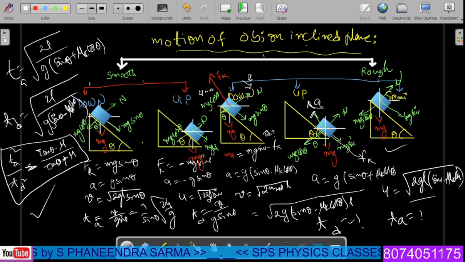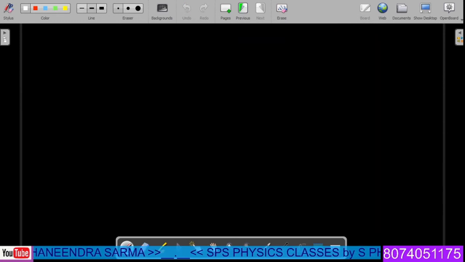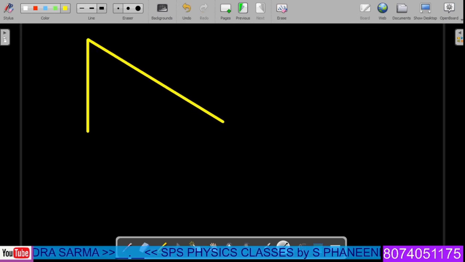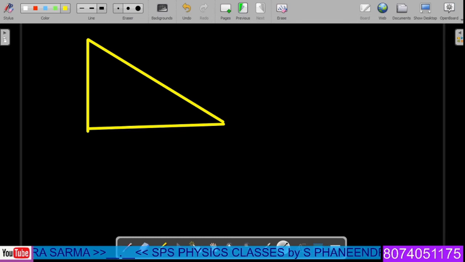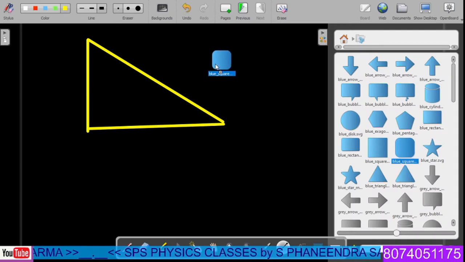Okay, now the last case is that suppose a semi or mixed condition is given like this. How to solve this particular case? Let us see. When the problem is given with the intermixing condition, so how? Let us see. This is the inclined plane that we imagine, and we have an imaginary block like this. We just kept something like an imaginary block.